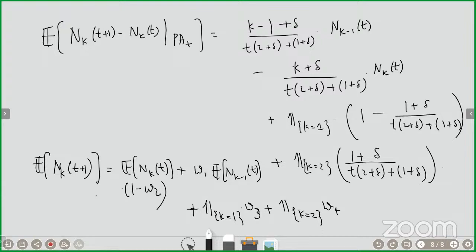Writing all these terms as W1. Oh, now what? Remember, what did I want? I wanted to write a recursion for NK. That much I have accomplished so far.